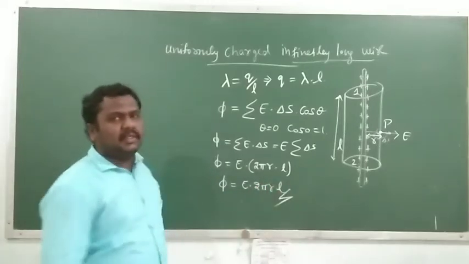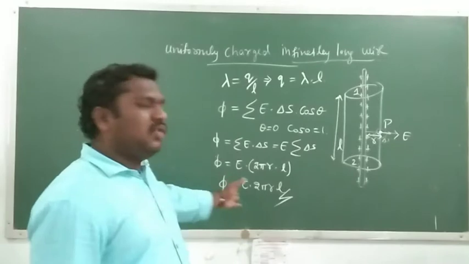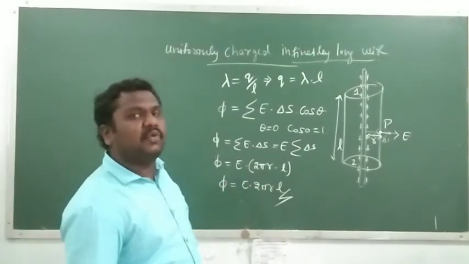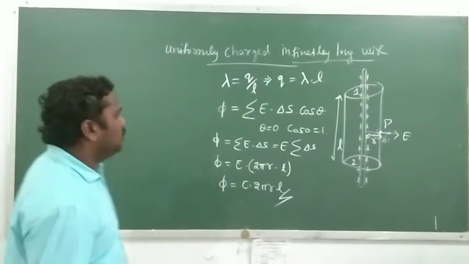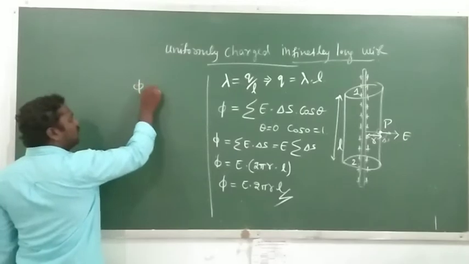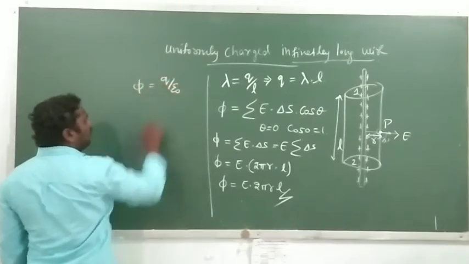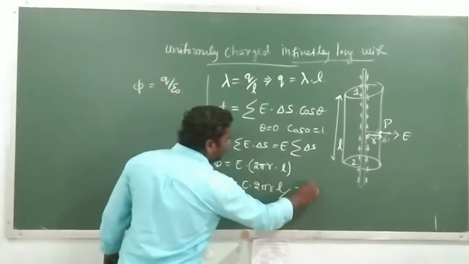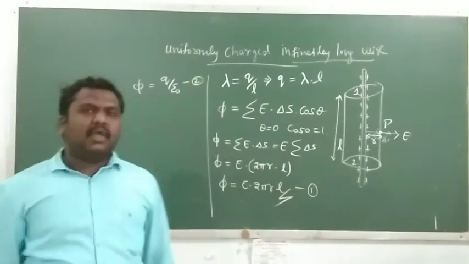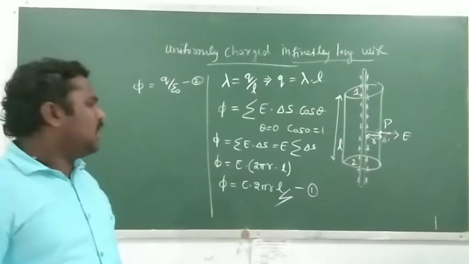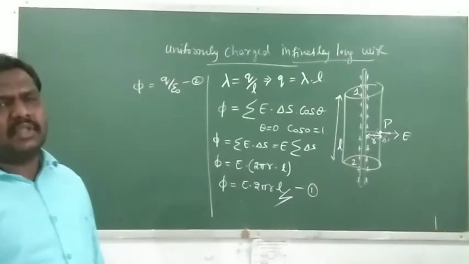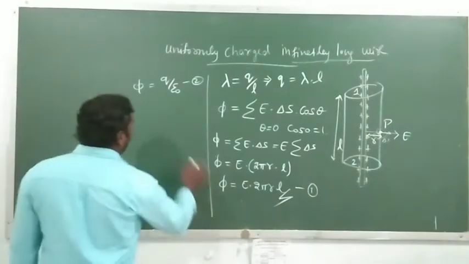Yes, that completes the total flux concept. And now after finding the total flux, we have to make use of the Gauss law. So by Gauss law, we know that phi is equal to Q upon epsilon. Let us call this equation number 1 and this equation number 2. By equating equations 1 and 2, because we have flux in both the equations, if the RHS is the same, we can equate the LHS.